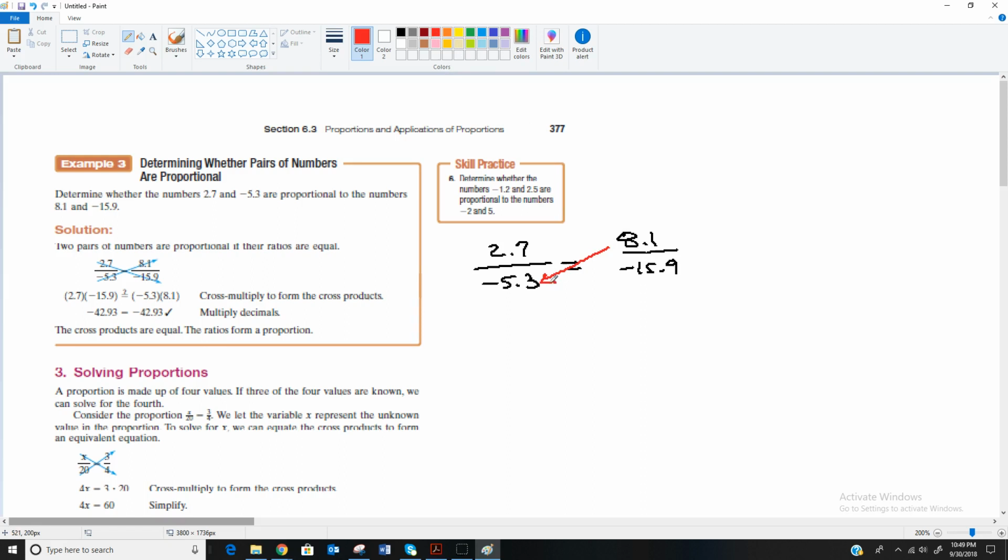And 8.1 times 5.3, sorry, I don't know that off the top of my head. I'm going to grab my calculator. So 8.1 times 5.3 gives you 42.93. Now this shouldn't be just close, it should be exact. So is 2.7 times 15.9 the same thing? And the answer is yes, you get 42.93. And I really should put the negatives. This actually is a negative 42.93 and this is a negative 42.93.